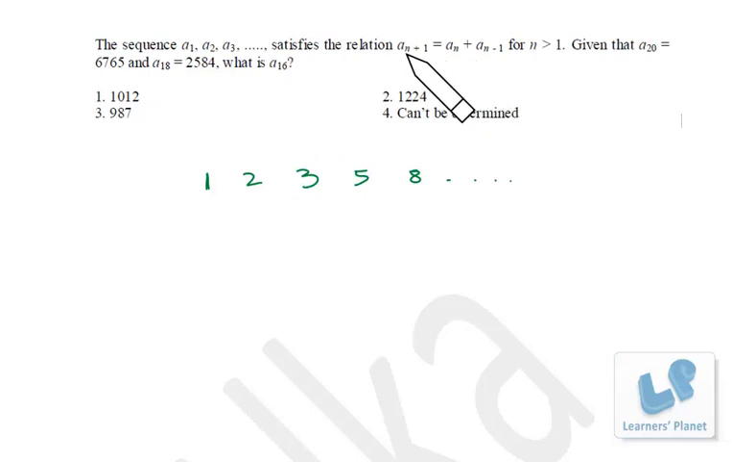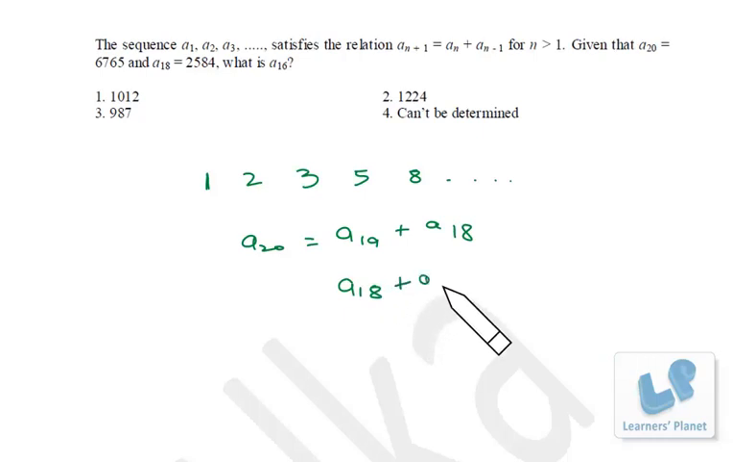Okay, so here we have been given the value of A20 and A18. So I put up n as the given values over here. So suppose n is 19, that means A20 is equal to A19 plus A18. Right, now A19 we don't know, so I just write down A18 plus A17 plus A18.